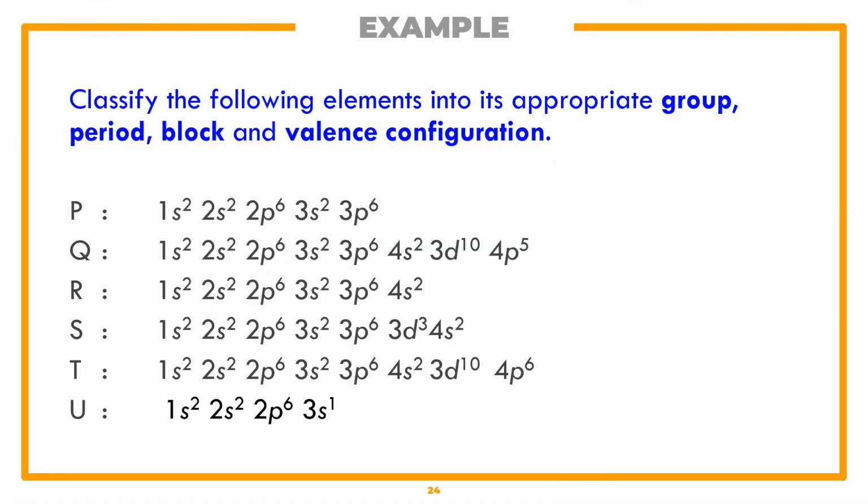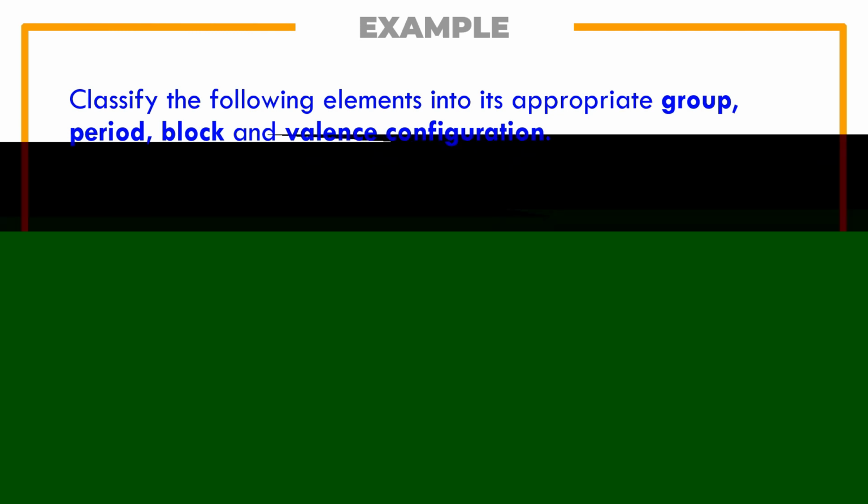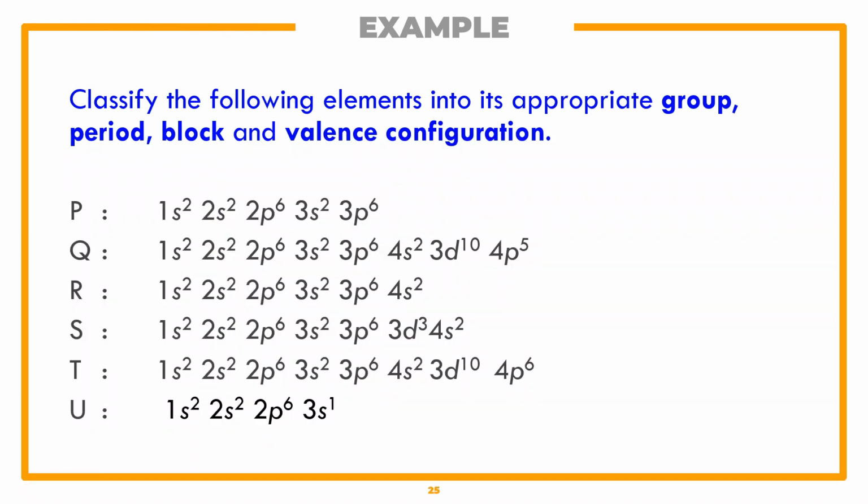Now, let's do this example. Classify the following elements into its appropriate group, period, block, and valence configuration. So, we have P, Q, R, S, T, U elements here with their respective electronic configuration. So, you have to find their group, period, block, and valence configuration. So, you may pause for a while, and by applying all the concept and hints that you have learned in the previous slides, try to figure out the answer for this question and you may check with the answer on the next slide. Cuba buat dulu, okay? I know you can do it.